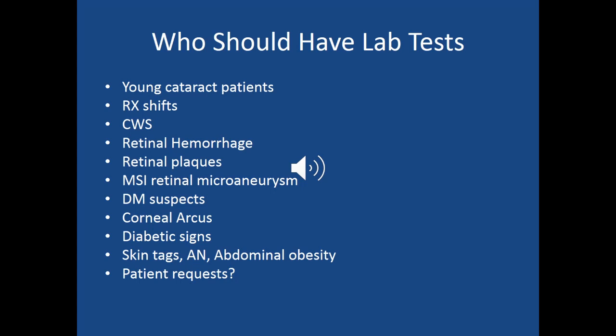Dr. Gold? So part of the reason for giving this talk today is to help you to identify subsets of patients who may benefit from having lab tests. As optometrists, you are in a unique position to help evaluate and identify some of these patients at an early stage. We know from the statistics that optometrists see more patients annually than family practitioners or general internists.